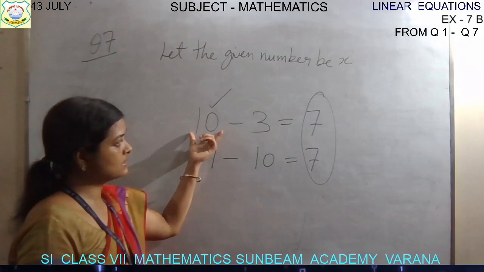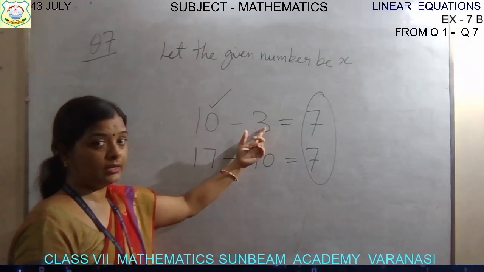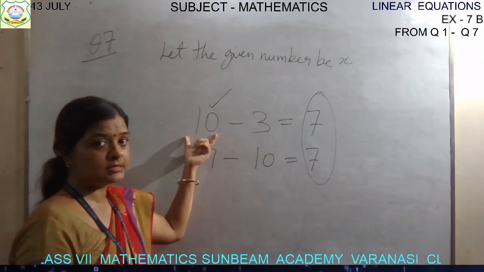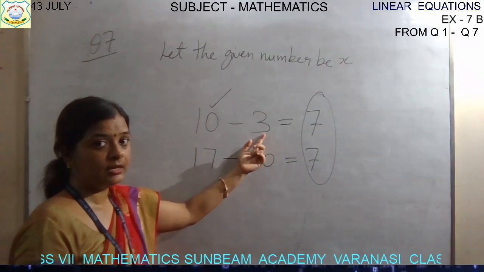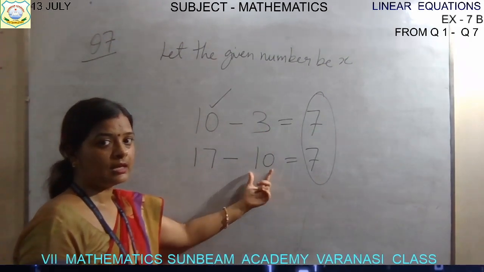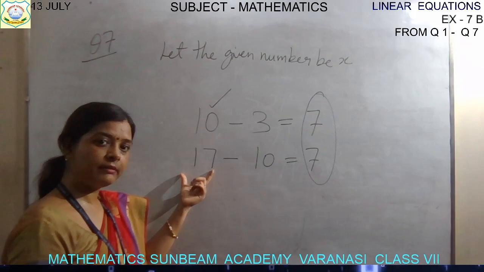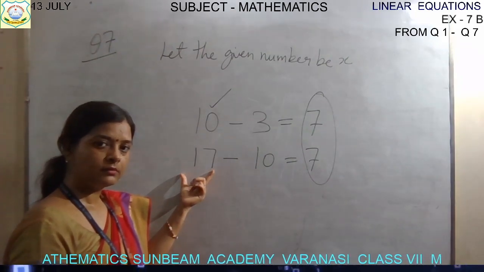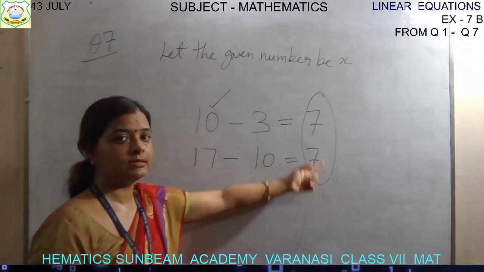A number is as much greater than 3 as it is less than 17. That number will always be equal.